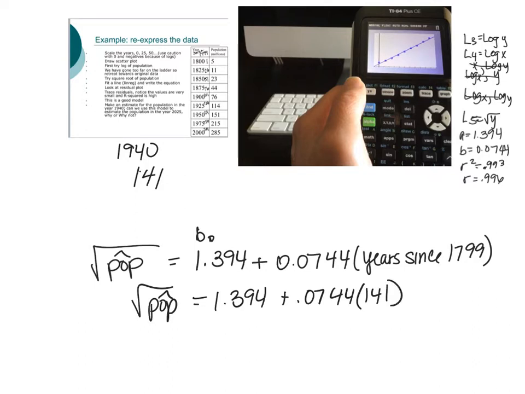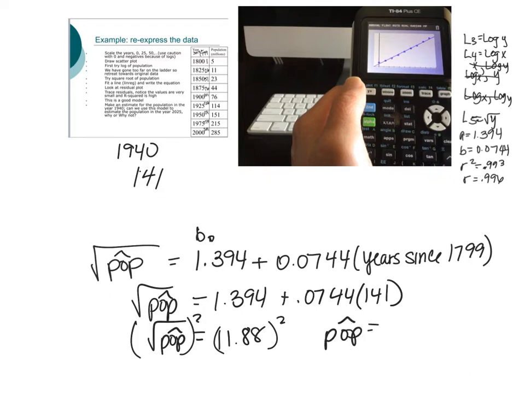And we'll do that in the calculator, and I'm going to spare you watching me plug that in. So 1.394 plus 0.0744 times 141. And I get the square root of the population hat equals 11.88. Now I haven't actually found the y value of the population yet, so I need to square both sides and square that number. And we get the predicted population for 1940 is 141.24 million.